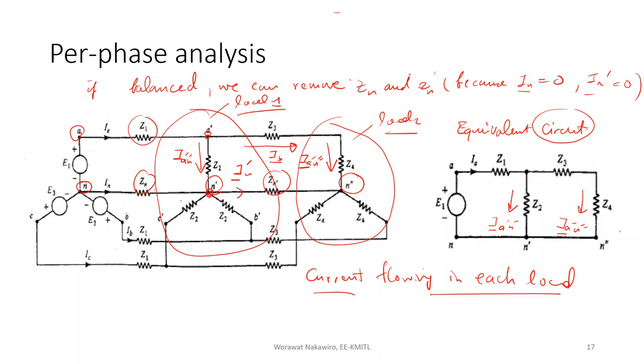And what about the concept in this case for phase B? For phase B, this is the current flowing from the source of phase B, and once it goes to this node, let's look at this node. If you take a look at this node B prime, there are two paths for the current to flow. The current IB flowing from the source, when it reaches this node, can divide in two ways. Either the current flows in this direction from B prime to N prime, or the current flows in this other direction, from node B prime to N double prime.